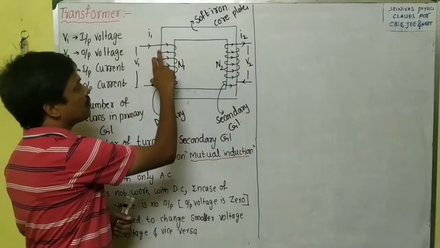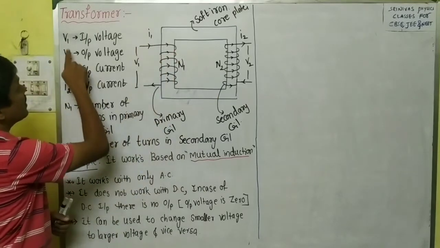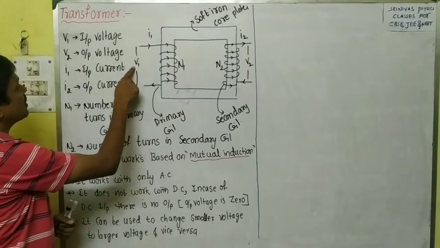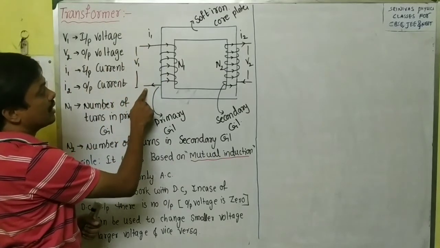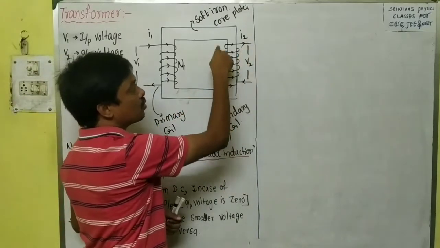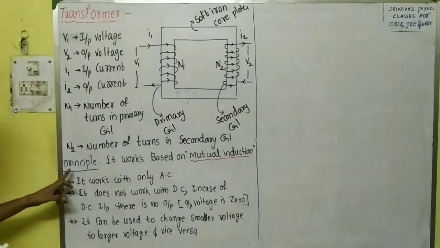N1, N2 are the number of turns in the primary and secondary coil. I1 is the current in the primary coil. This is the primary coil. This is the secondary coil. V1 is the input voltage, the voltage applied to the primary coil. And V2 is the output voltage, or the voltage taken out from the secondary coil. Okay, right. And then let us see some principle here.